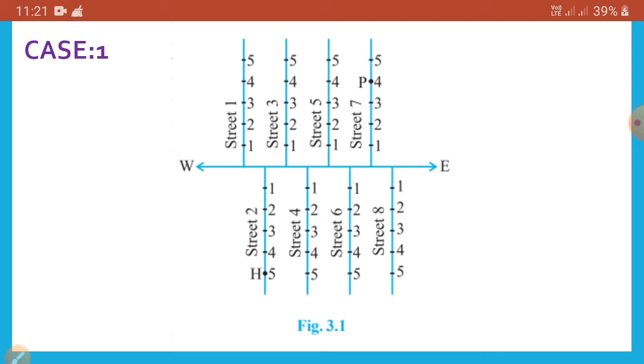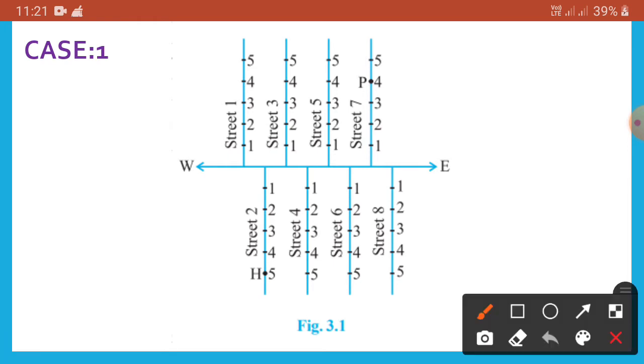In this figure 3.1, H shows the location of the house and P shows the location of the house corresponding to street number 7 and house number 4. Got it.